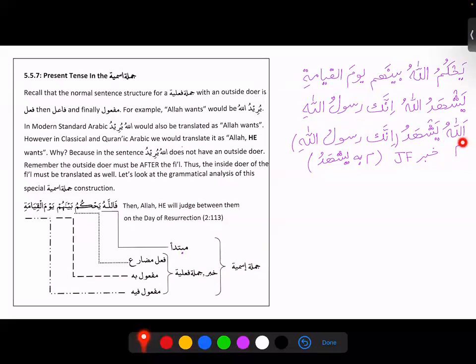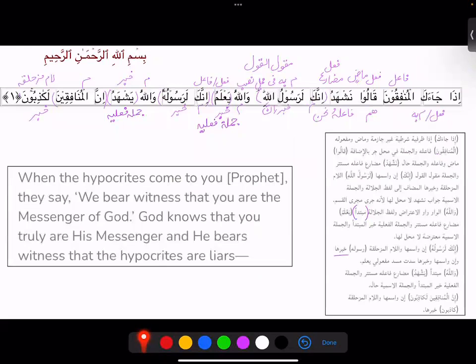Or it could be Allahu yashhadu innaka Rasulullahi, right? In ismu Allahu, now this is jumla ismiya. So this is our mubtada, yashhadu is our khabar, jumla fi'liya, and then innaka Rasulullahi is maf'ulun bihi of yashhadu. Is that clear to everyone? Making sense? Yes. And that happens a lot in Quran Pak.